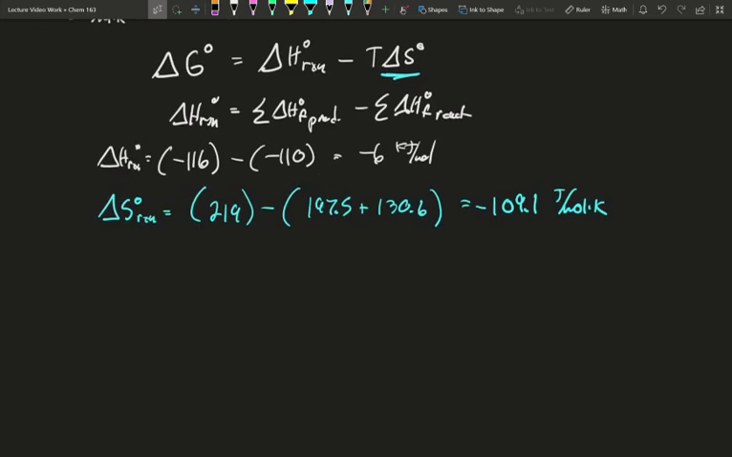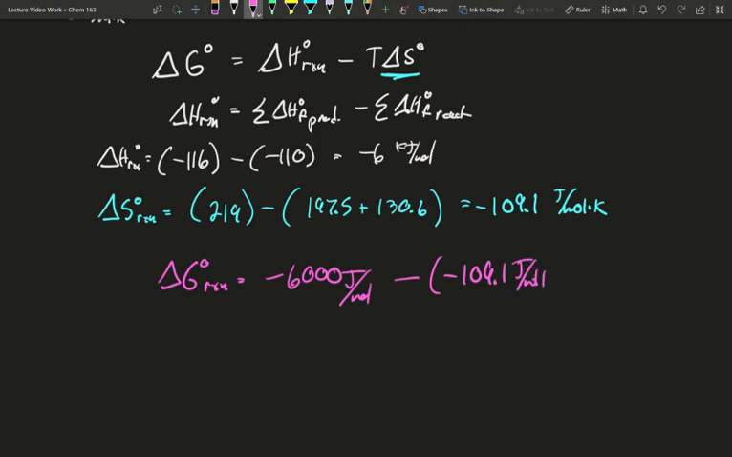Let's see that in our calculation. My delta G naught for this reaction is going to be equal to my delta H. Let's convert it to joules. So negative 6,000 joules per mole. Minus from that my delta S, which is negative 109.1 joules per mole Kelvin times the temp.